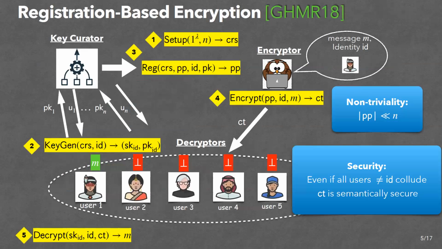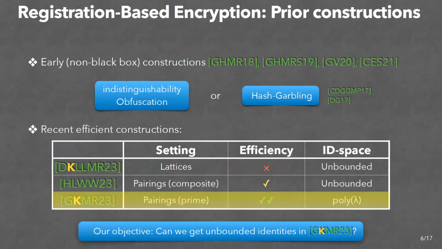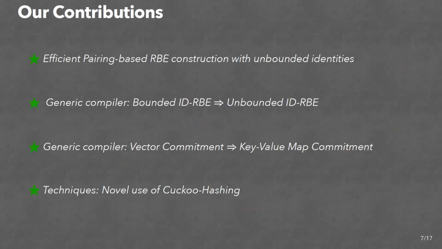So our main question, our starting question, was: can we have something as efficient as the GKMR RBE, but with unbounded identities? And going to our contributions, our most tangible contribution is that the answer is affirmative. We say yes, we provide an efficient pairing-based RBE construction with unbounded identities. We claim that it's today the most efficient RBE with unbounded identities.